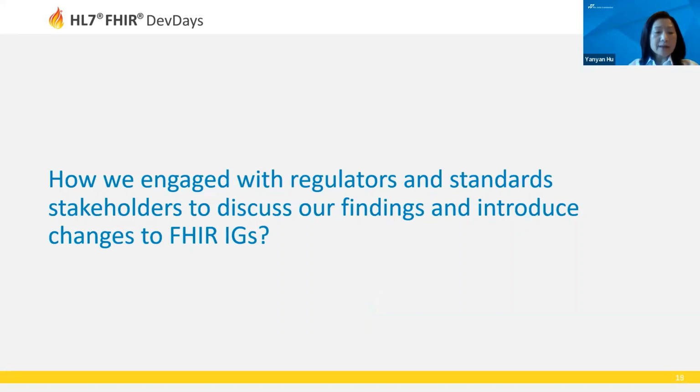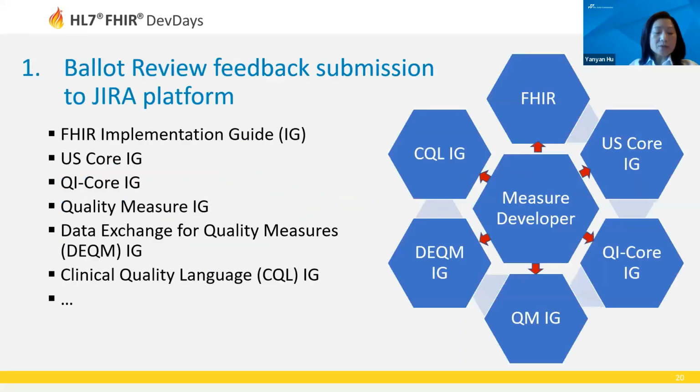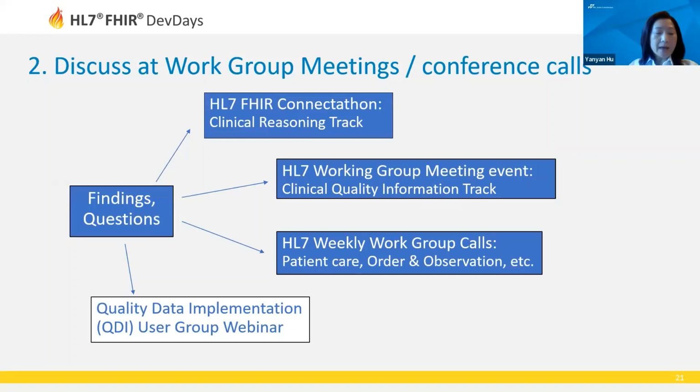Once we found these issues and challenges, how did we address them to the regulators and stakeholders? One way is through the IG ballot review process by submitting our feedback and issues. Those IGs include, but are not limited to, the following implementation guides: FHIR implementation guide, US Core, QI-Core. Another way to address our findings is through the work group meetings.